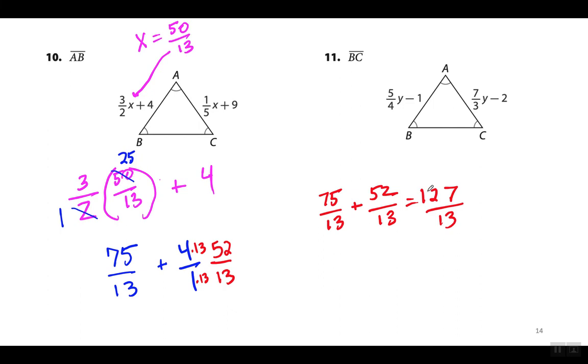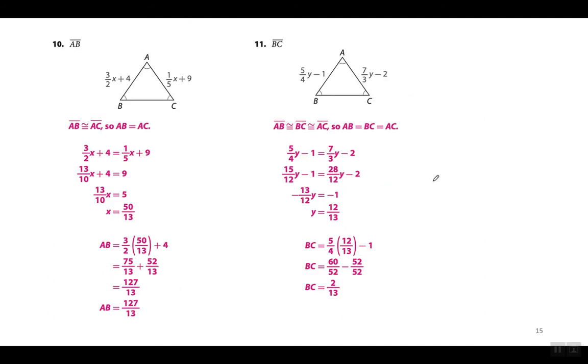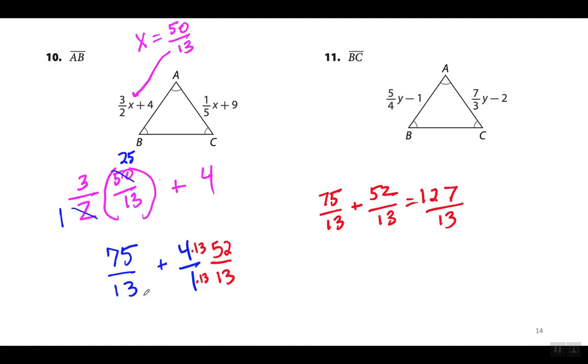Let me think 1 second here. No, I don't think I can. 127 over 13. Alright, so that might be my answer. Let me just check real quick at the answer. Yeah, look, it's right there. 127 over 13. That's the answer, so I was right. Alright, so the answer is 127 over 13.